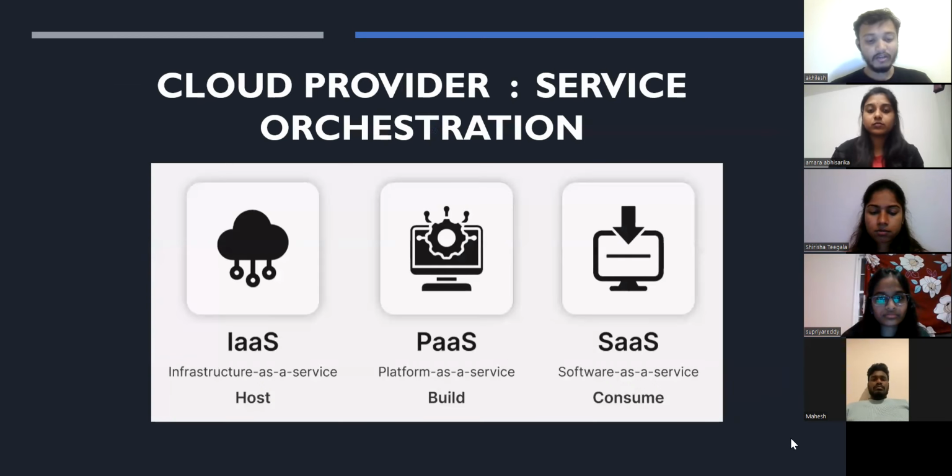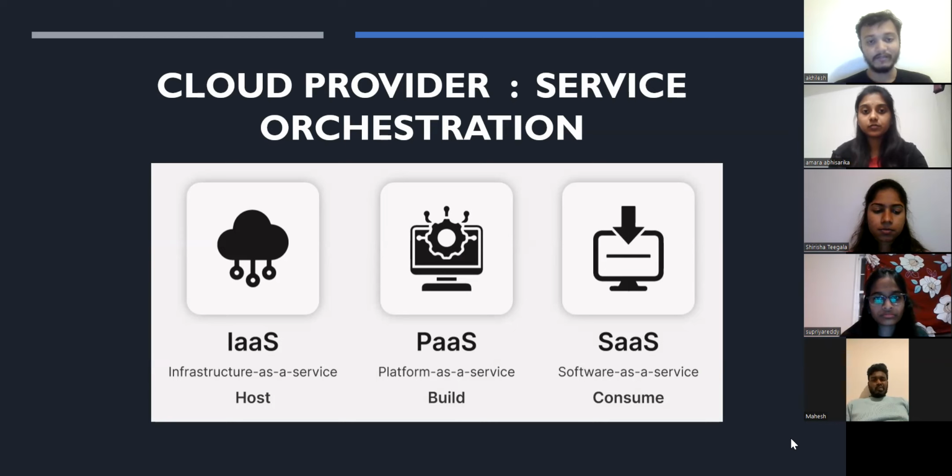Next slide is cloud provider service orchestration, which is IaaS, PaaS, and SaaS. Infrastructure as a Service, which is IaaS, is to host, PaaS is to build, and SaaS is to consume. IaaS cloud provision gives consumers the capability to access virtual computers, network access, and storage online. PaaS can employ the tools and execution resources provided by cloud providers for the purpose of deploying, testing, developing, and managing applications. SaaS applications are usually deployed as hosted services and accessed via a network connecting SaaS consumers and providers.